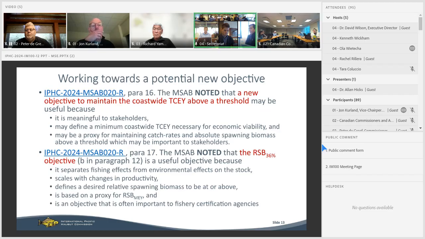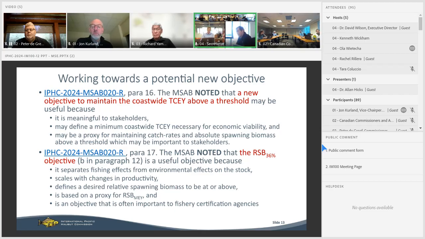So then working with the MSAB, what did we discuss at the MSAB about working towards a potential new objective? First, the MSAB noted a new objective to maintain the coast-wide TCY above a threshold. So here, instead of using an absolute biomass as something to maintain the stock above, they said, what if we just said we want the coast-wide TCY to be above some value? We did not come up with what a good value would be, but you could choose a number like 20 million pounds, 30 million pounds, 40 million pounds, whatever it is that would be a good objective.